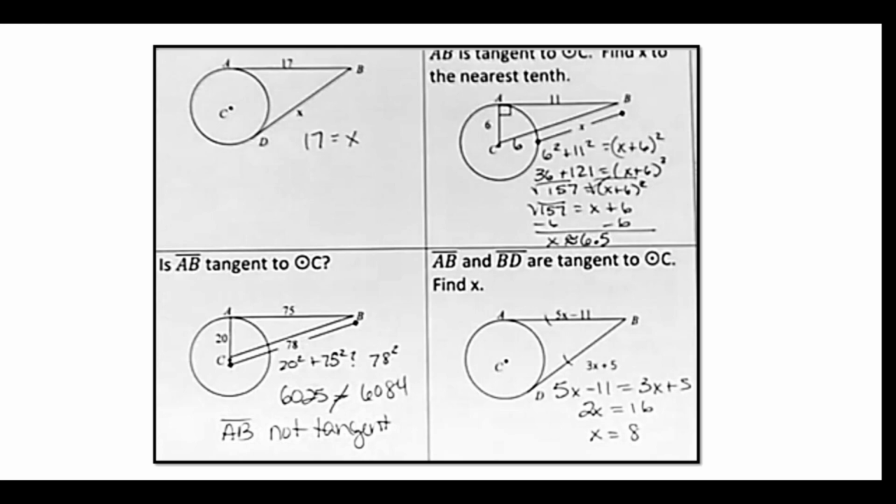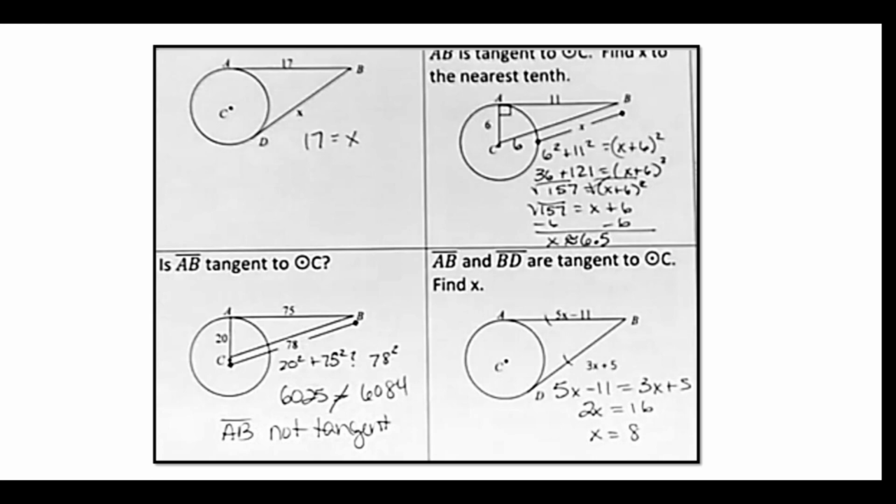Next one, letter B. Segment AB is tangent to circle C. Find x to the nearest tenth. Segment BA is tangent to circle C, creating a right triangle. Using the Pythagorean Theorem, for any right triangle with sides A and B and hypotenuse C, the square of the hypotenuse is equal to the sum of the squares of the other two sides. So our hypotenuse here is x plus 6.